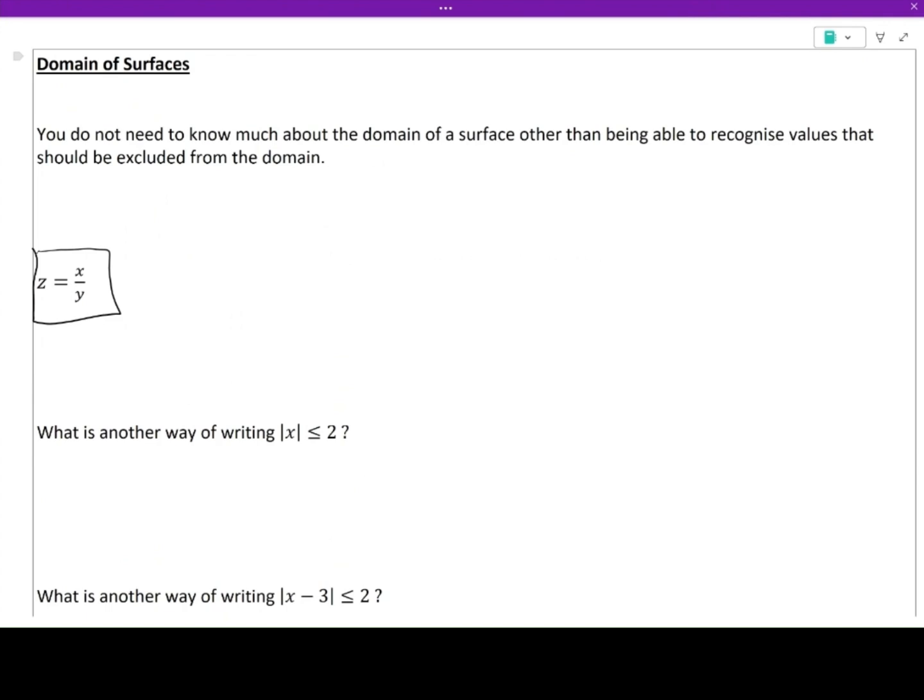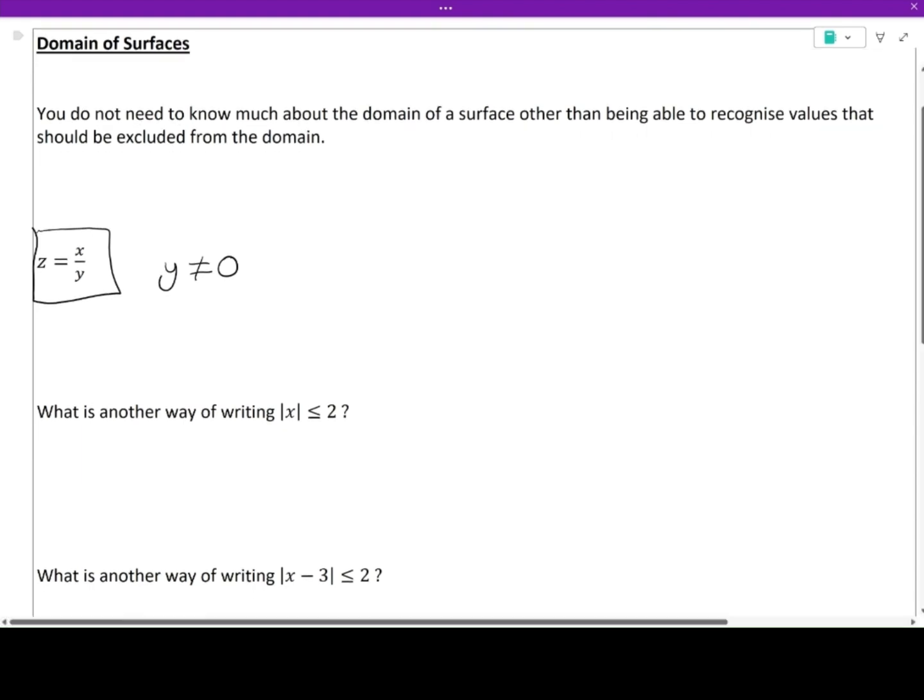Now, given that we've got a fraction, you should be looking at the denominator, and the denominator is y. And what can't the value of the denominator of a fraction be? Well, it can't be 0. Okay, so we'd say that y cannot be equal to 0. That's the value we'd have to exclude in this scenario. So that's the main part on domain.